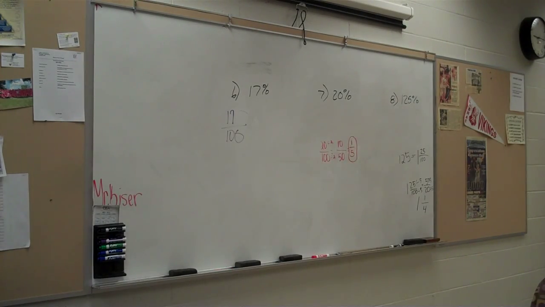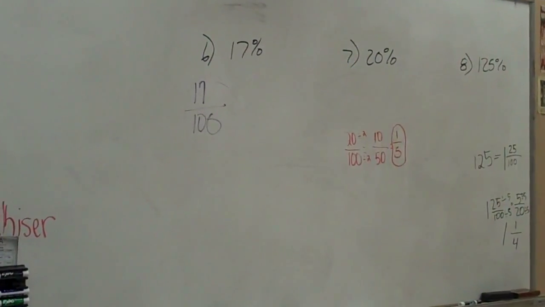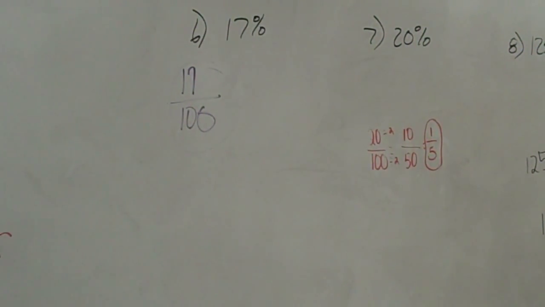Okay, so number 6, 17% turns into 17 over 100. Is 17 a prime number? You have a prime factorization chart. Is it divisible by 2? Is it divisible by 3? No. 4? 5? 6? No. Well, if 2 and 3 are out, 6 is out. 7? No. 8? No. 9? No. 17 is prime. Doesn't matter, 17% is 17 over 100, you're done.